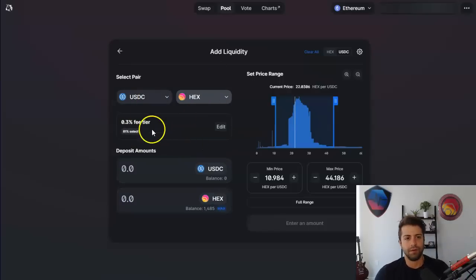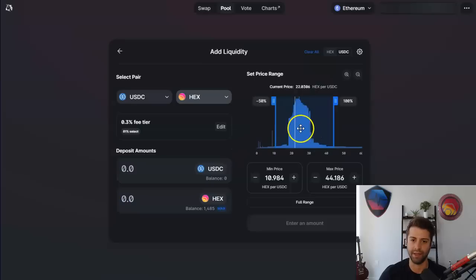So once you've got USDC and HEX selected, you're going to see on the price range over here all the different prices that people currently have liquidity at. So this big mountain is a mountain of liquidity, and it's saying at these various price levels, how many people are willing to buy or sell their HEX. Currently we have a price range that is defaulted to a minimum price of 10.9 HEX per USDC and a maximum price of 44.1 HEX per USDC.